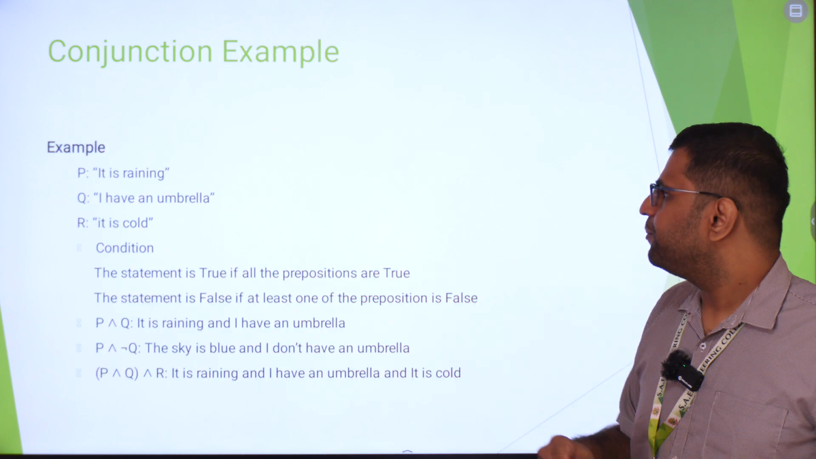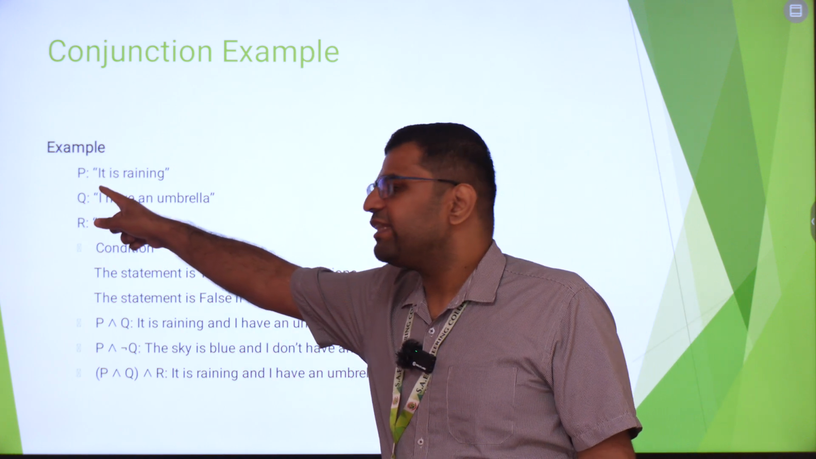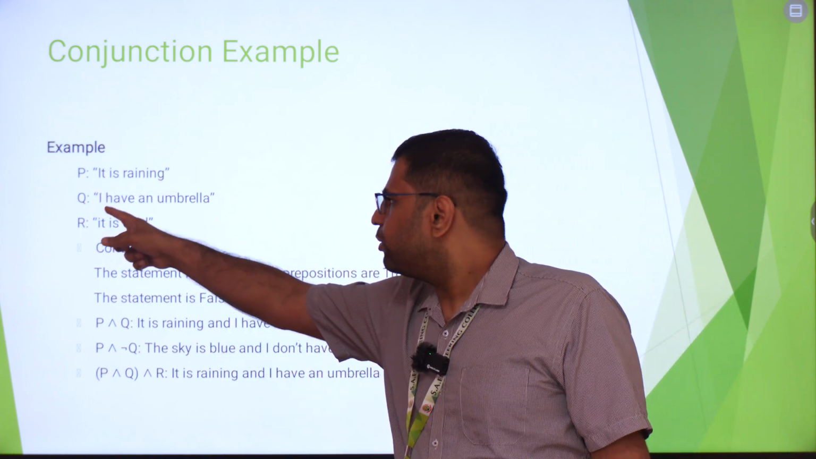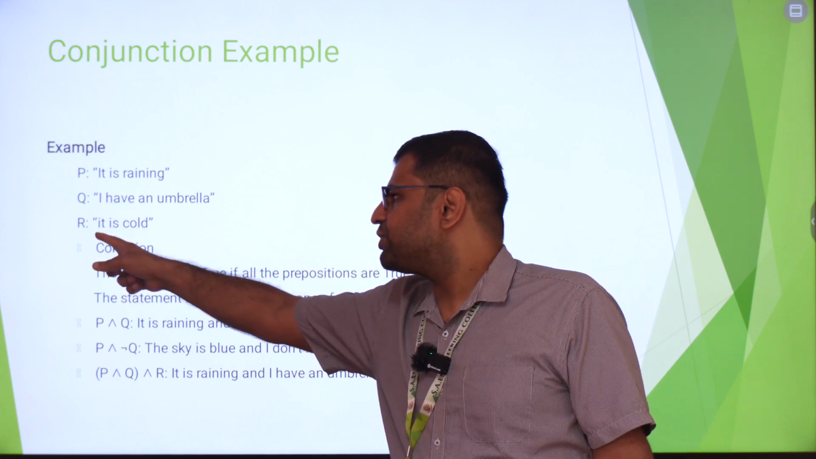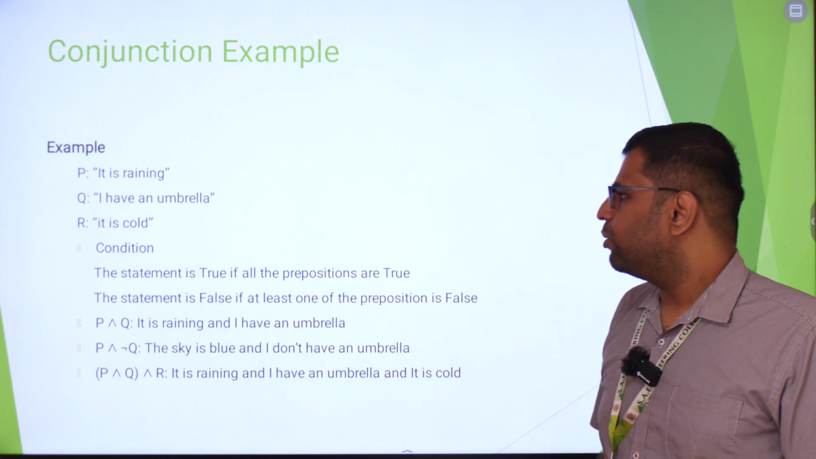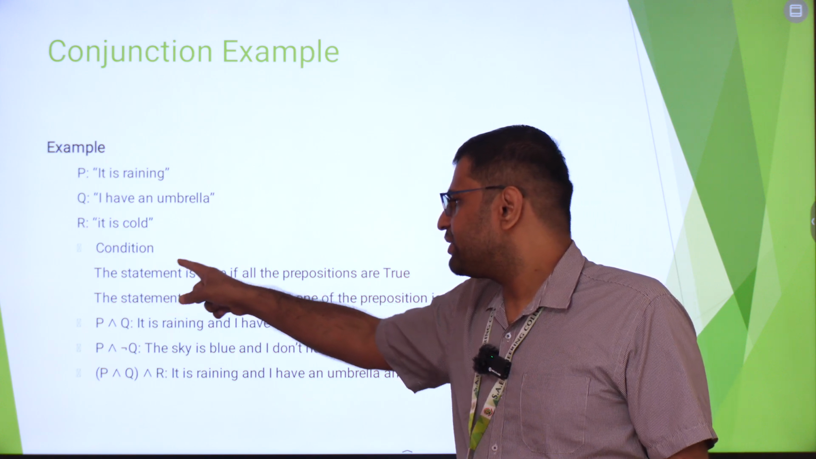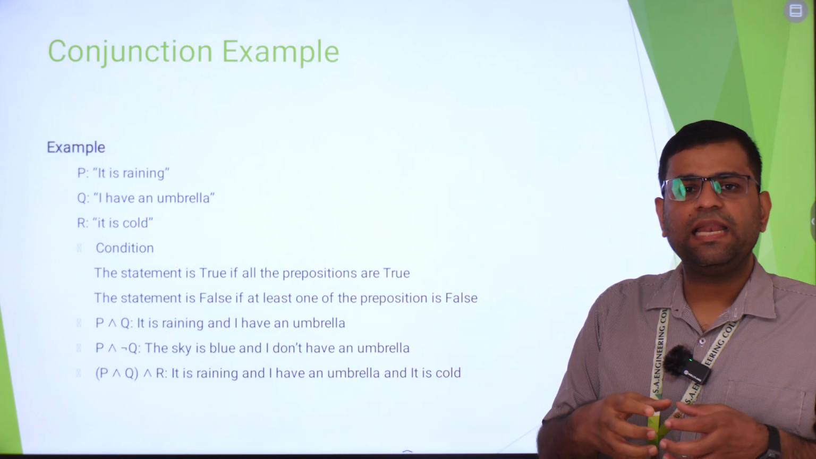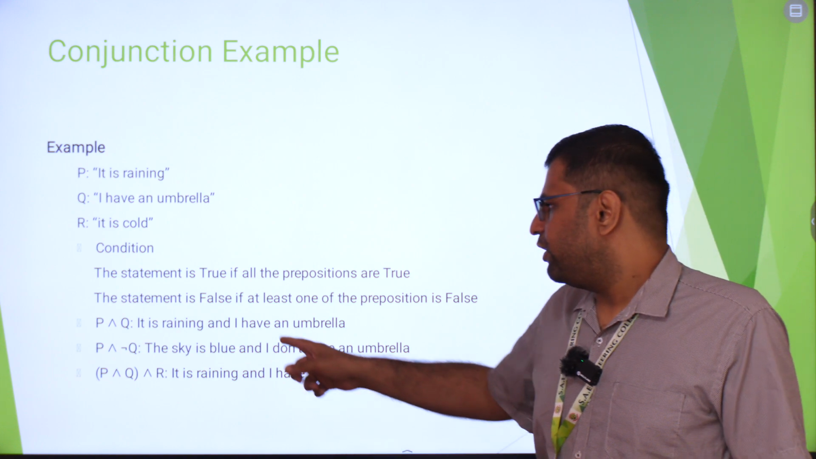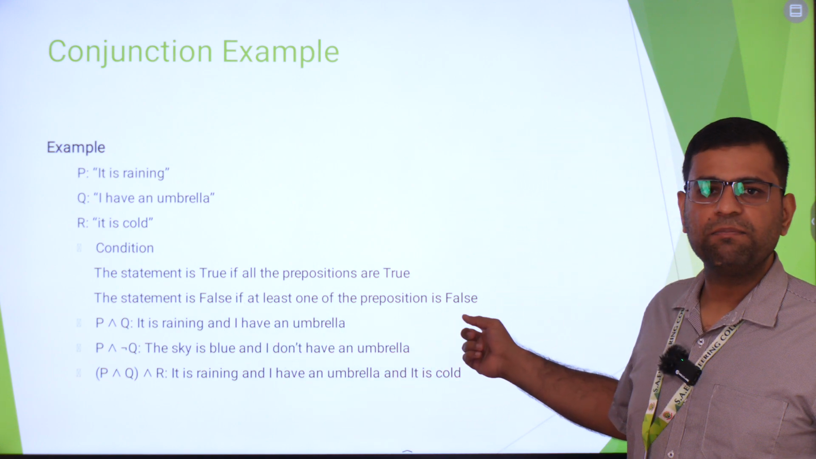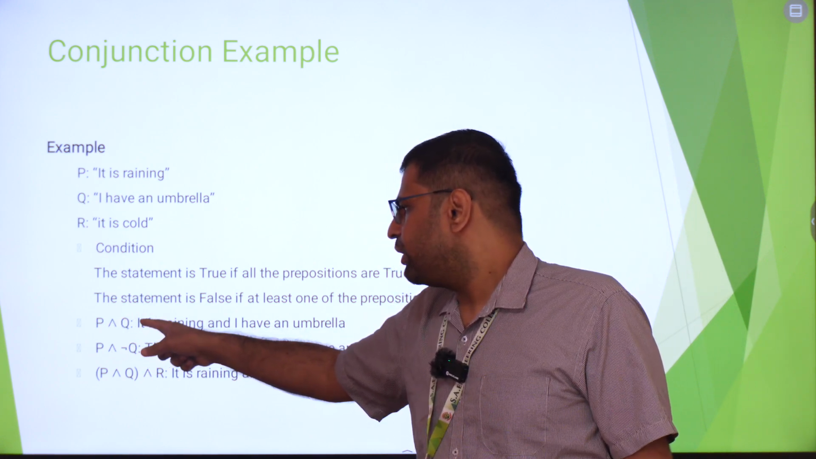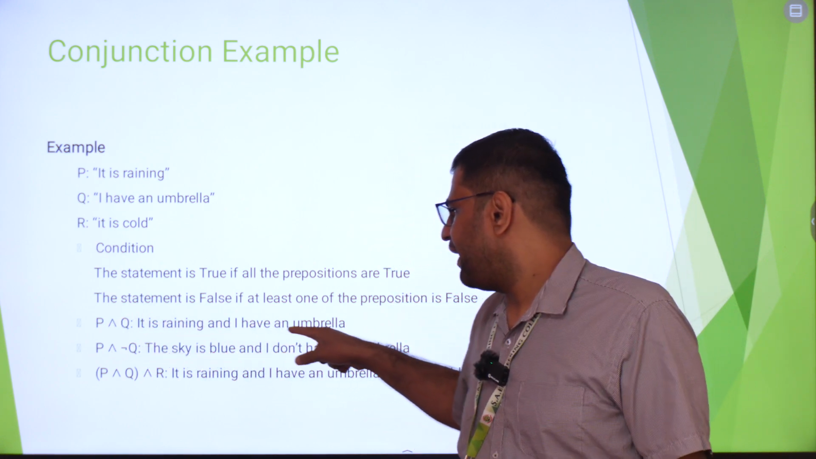Let's see with an example. Let's say proposition 1, P, is it is raining. Proposition 2, Q, is I have an umbrella, and proposition 3, R, is it is cold. So let's see the condition. The statement should be true only if all the propositions turn out to be true. It basically applies an AND operation, so if any one is false, the whole proposition becomes false. So P conjunction with Q, let's say it is raining and I have the umbrella.